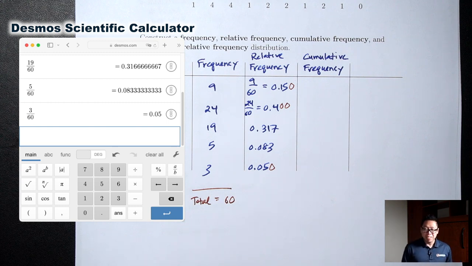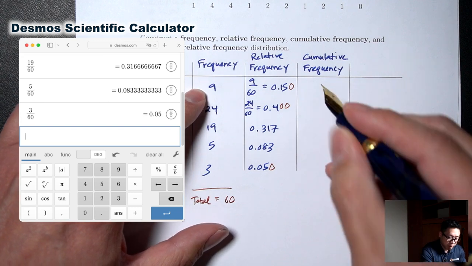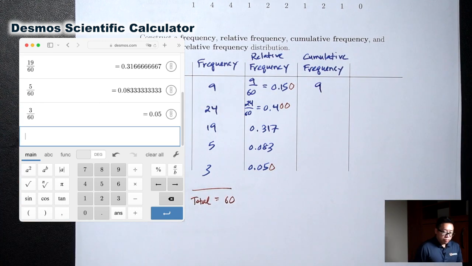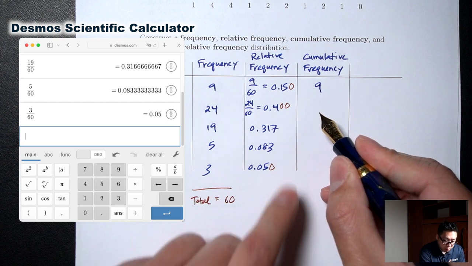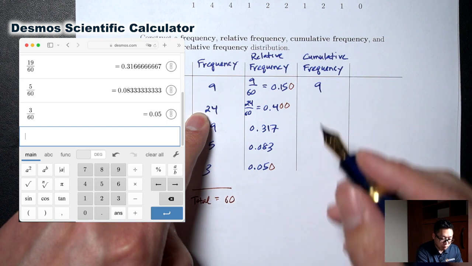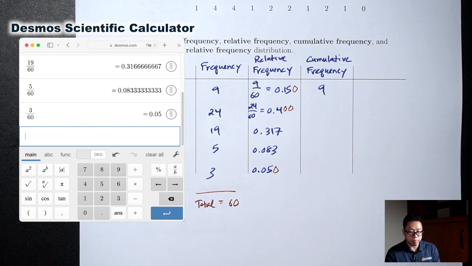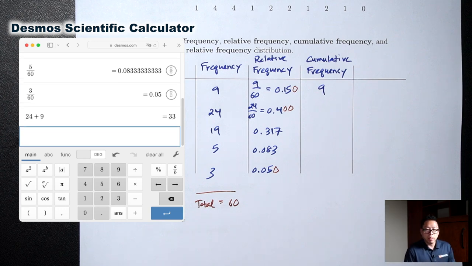Many of you have asked me, is the final exam cumulative? So what you're asking me is, does the final exam cover everything before also? So everything from the beginning of the semester also. So cumulative frequency, the first cumulative frequency is gonna be the same as the regular frequency. Now, for the next cumulative frequency, we're going to take the 24, but also include everything before it. So I'm gonna do 24 plus 9, which is 33.